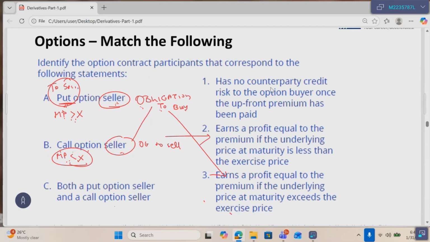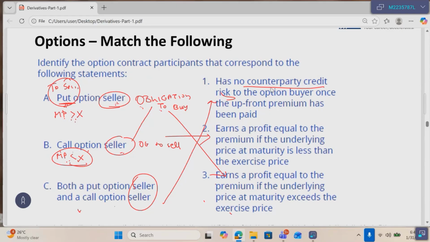Okay, and both of them, option seller, put and call, have no counterparty credit risk to the option buyer once the premium is paid. Premium पे हो गया, he received, he is not bothered. He has no risk because the seller has already made his money and he is going to pay only when the buyer contacts and says, boss, pay me the amount. So he has no further counterparty risk. Clear?